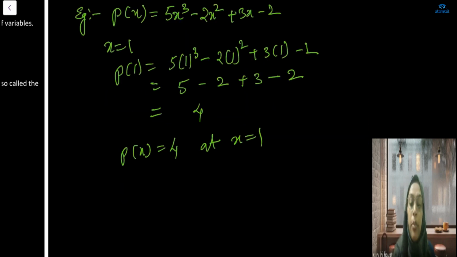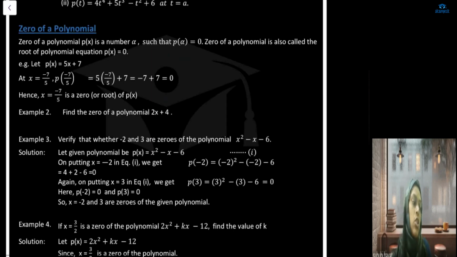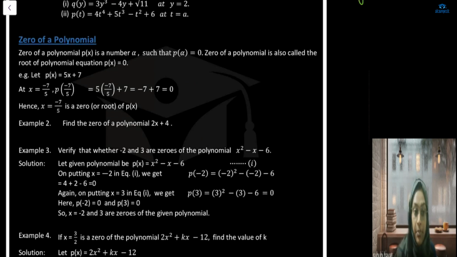Now let's understand what the zero of the polynomial is. Zero of the polynomial means the value of x for which the complete value of the polynomial becomes 0. You can see the definition mentioned here: a zero of a polynomial p(x) is a number alpha such that p(alpha) is equal to 0. The zero of the polynomial is also called the root of the polynomial, p(x) equal to 0.